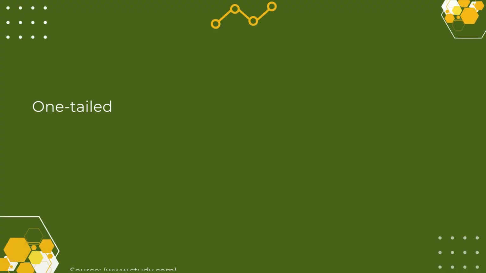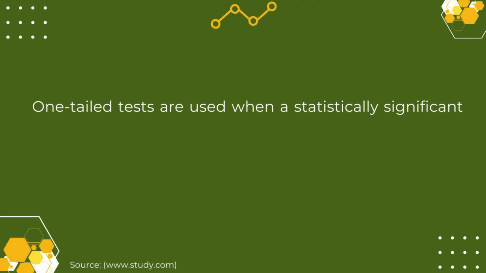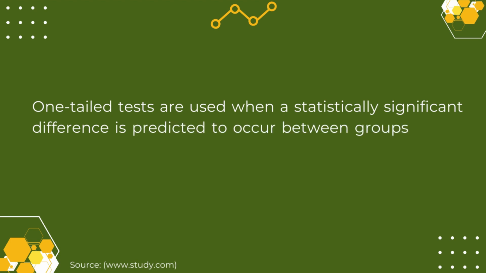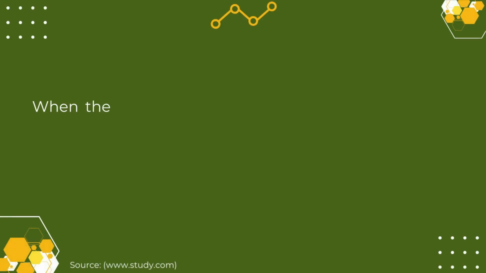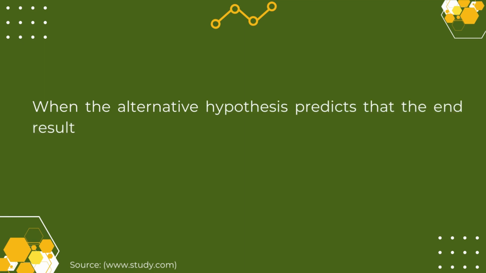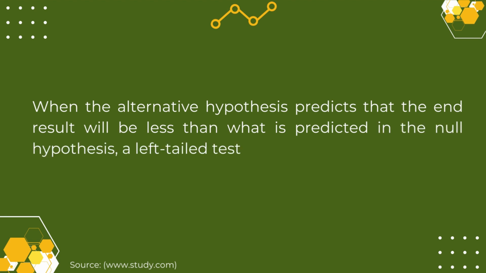Okay, one-tailed tests are used when a statistically significant difference is predicted to occur, and we are not considering the other type of result. When the alternative hypothesis predicts that the end result will be less than what is predicted in the null hypothesis, a left-tailed test would be used. It means that a one-tailed test basically talks about a single direction of the relationship between the variables.